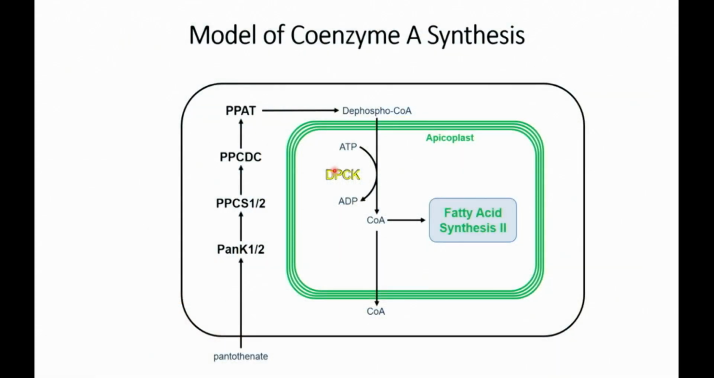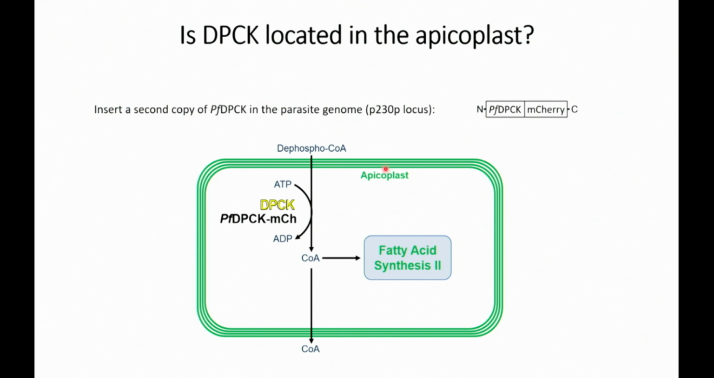So our first job here was to try to determine whether this parasite DPCK is actually in the apicoplast or not. And to do that, we made a parasite line with a second copy of this gene tagged with mCherry as a localization tag. And so in this parasite line where we've knocked in the second copy at a different locus, we have two DPCKs, the native one as well as this tagged mCherry one, which presumably will go to wherever DPCK naturally goes in the parasite.